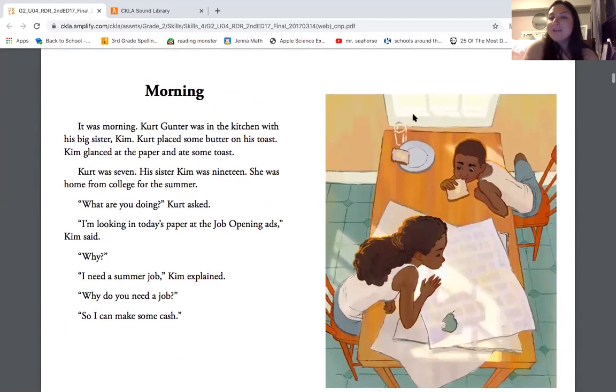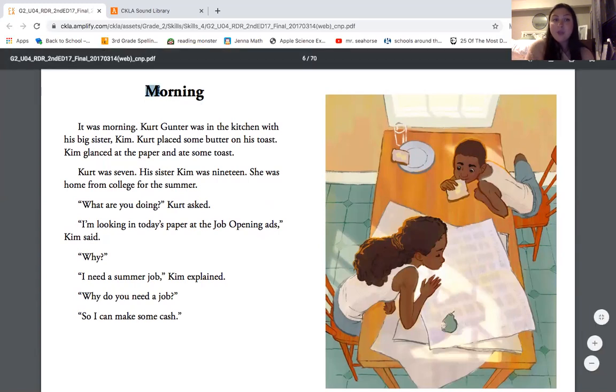Alrighty, so I'm going to be reading to you today, and you can actually take your finger and follow along as I say the words, because that's going to help you become a stronger reader. As you're pointing, you can say the words and read along with me too.